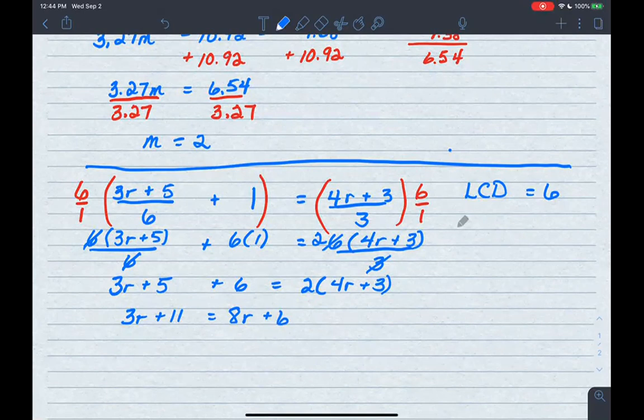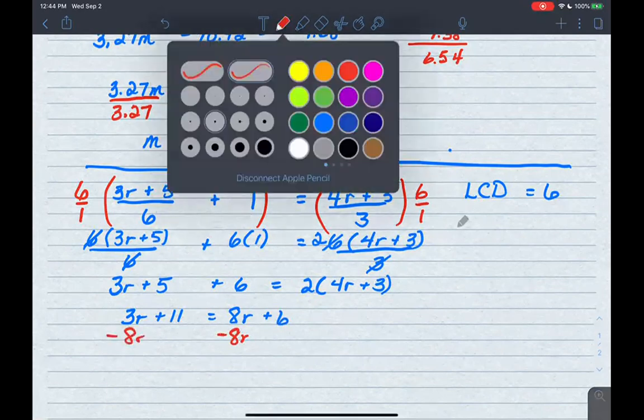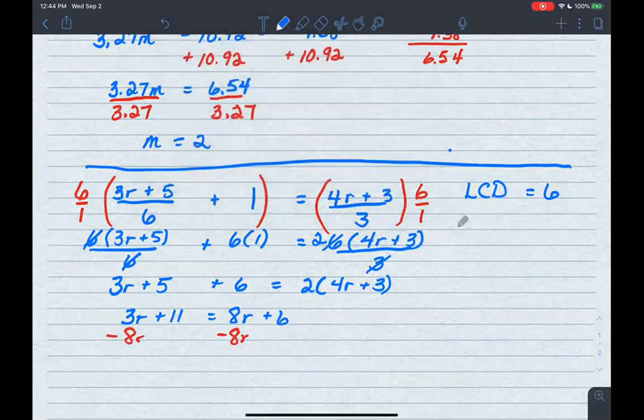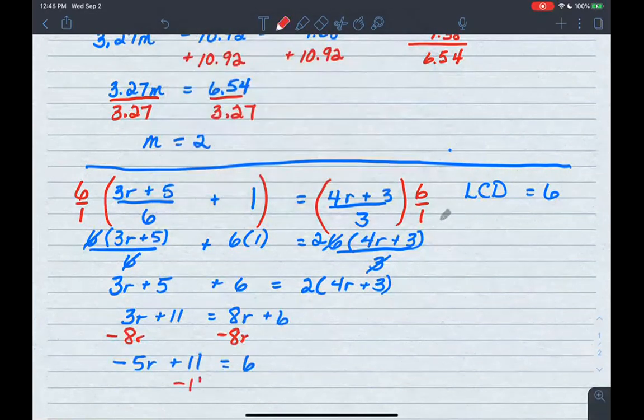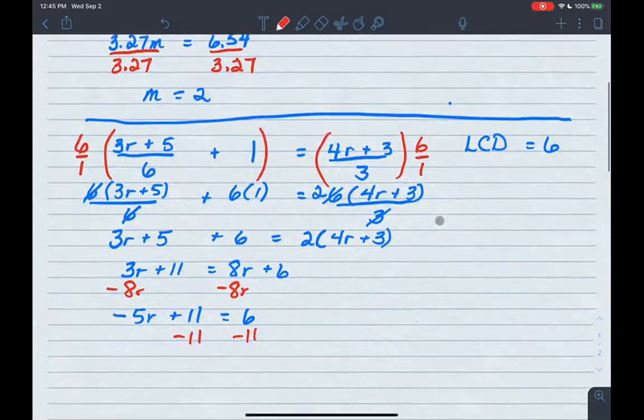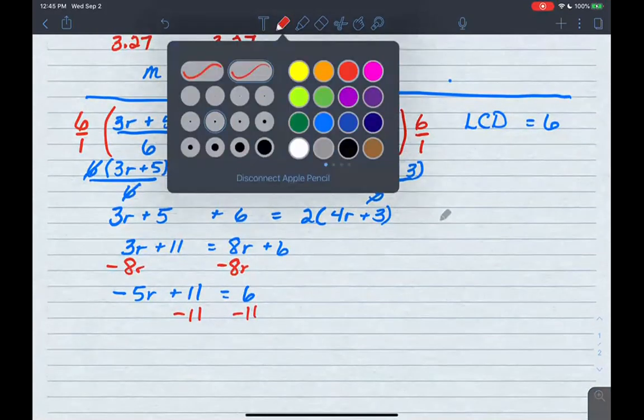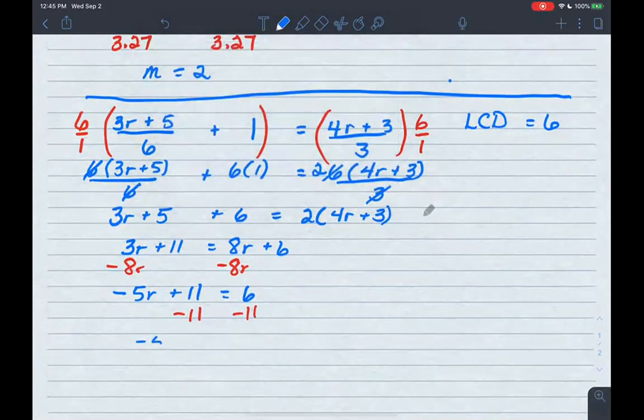And I might subtract 8r from both sides to get negative 5r plus 11 equals 6. And then similarly, we'll finish up. So minus 11, minus 11. Looks like r is 1.